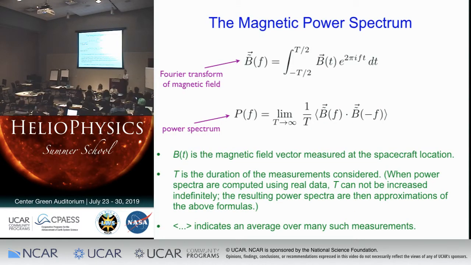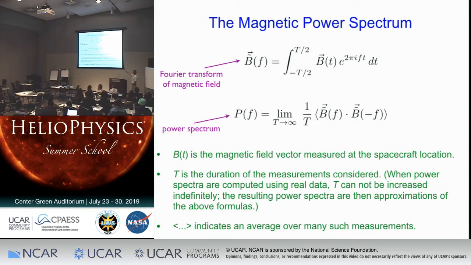If you go to a turbulence talk at AGU or the SHINE conference or a magnetospheric physics conference, you are undoubtedly going to hear about the power spectrum of various quantities, probably the magnetic field. What do we mean by this? Well, first we take that time series of the magnetic field data, and we take its Fourier transform, a finite Fourier transform, given by this formula.